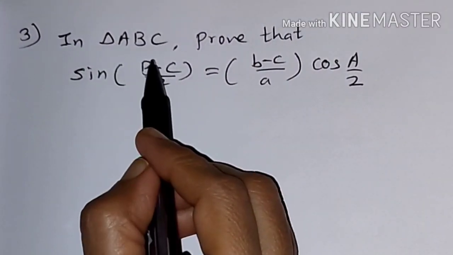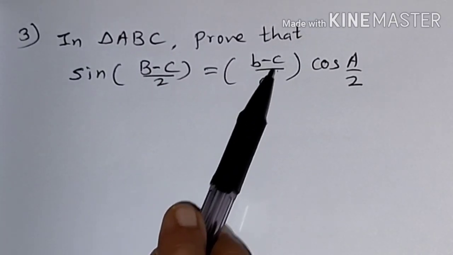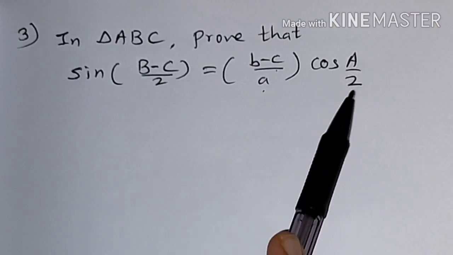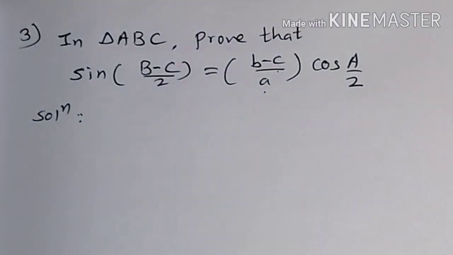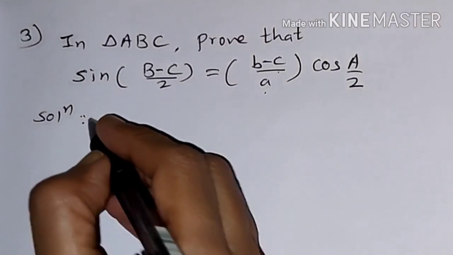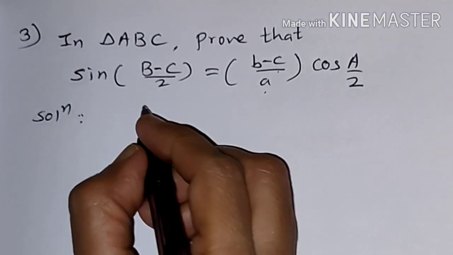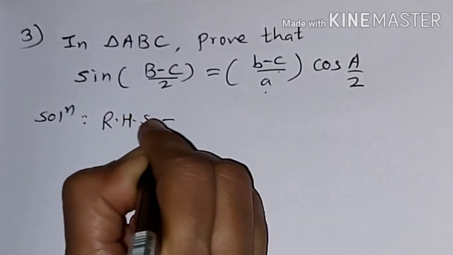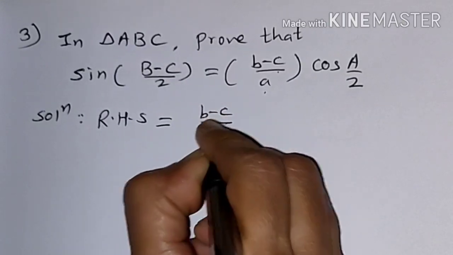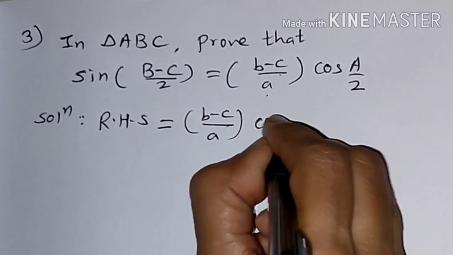Next problem. In triangle ABC, prove that sine of (B minus C) by 2 is equal to (b minus c) upon a into cos A by 2. So if we want to prove LHS equal to RHS, we can start either with the left hand side or the right hand side. So here if we start with RHS, the right hand side is given as (b minus c) upon a into cos A by 2.